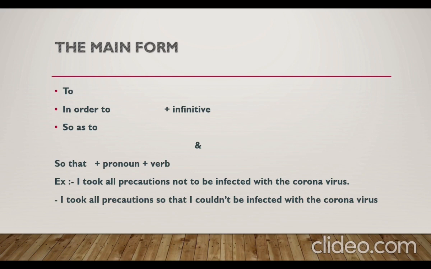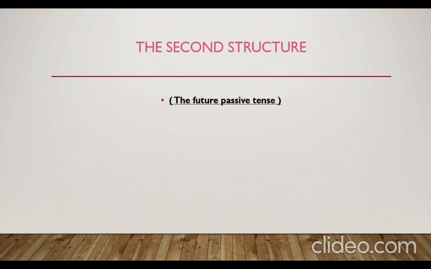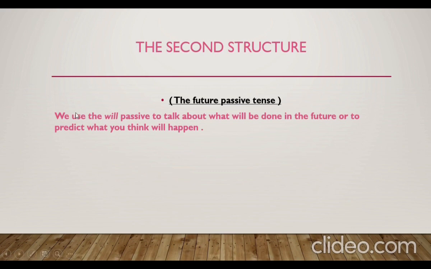Let's go to the second structure, which is about the future passive tense. What do we use the future passive tense for? We use the will passive to talk about what will be done in the future or to predict what you think will happen. Here we have the future passive tense. Do you remember the difference between the passive and the active form of all tenses? Let's have a look.